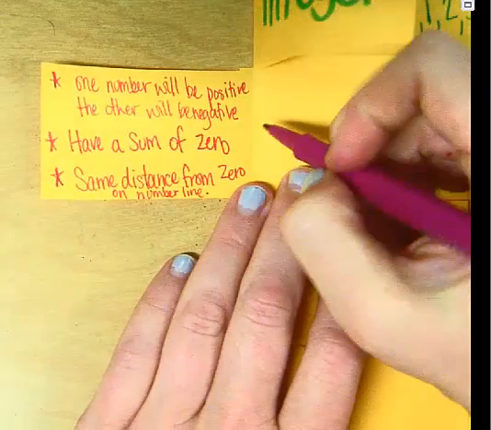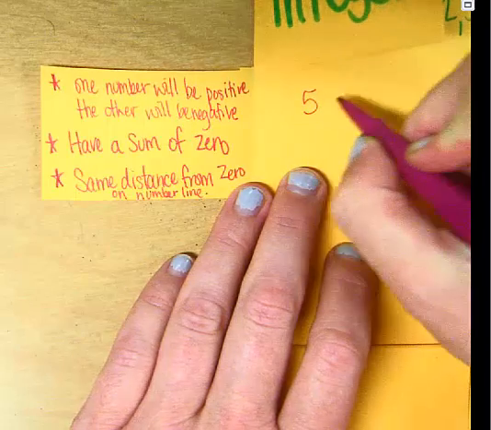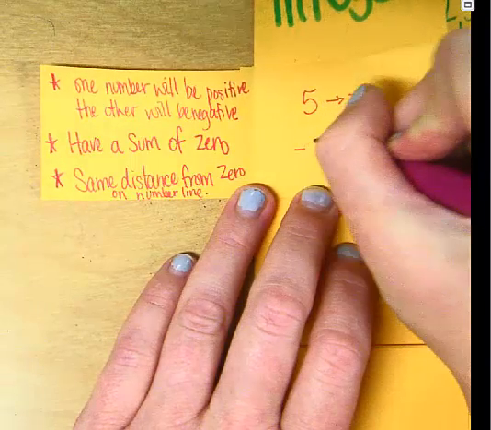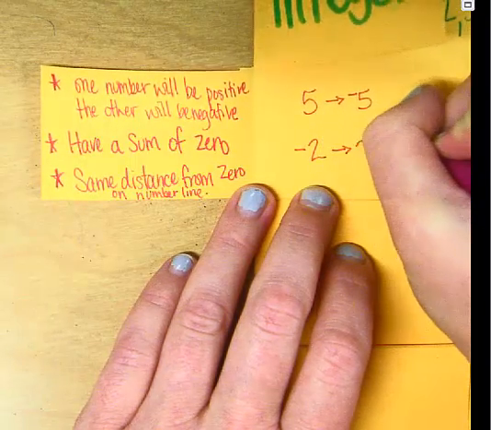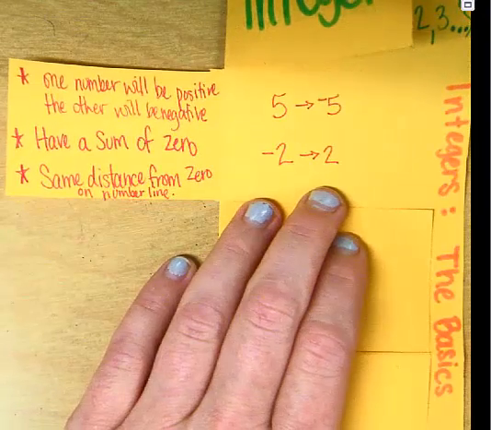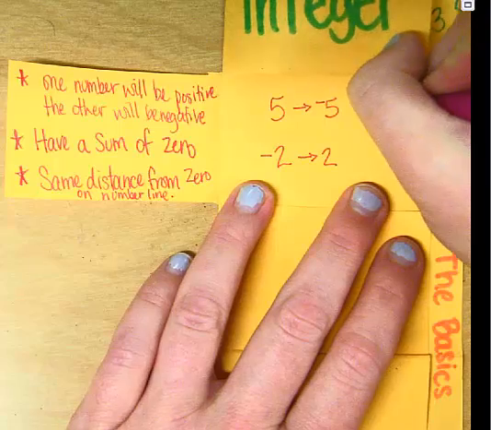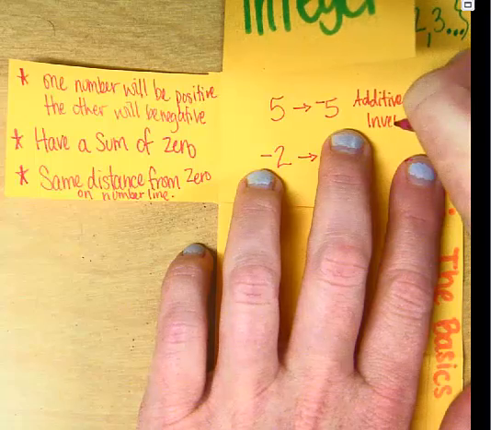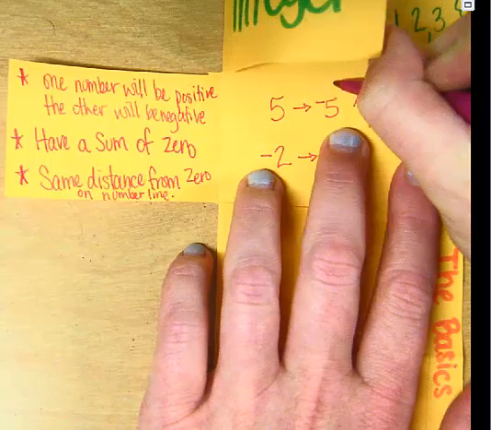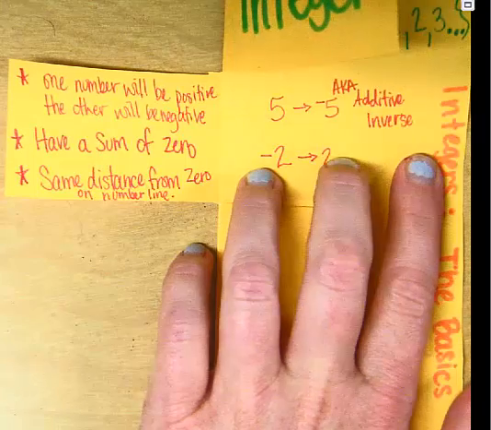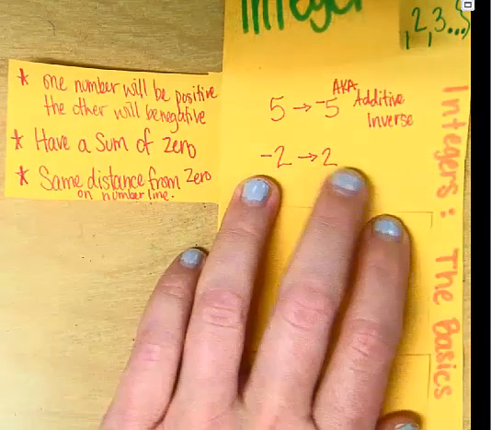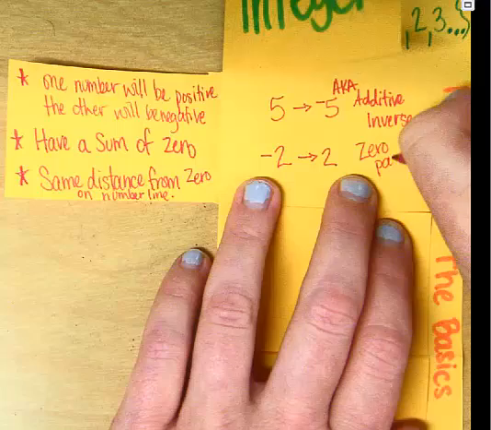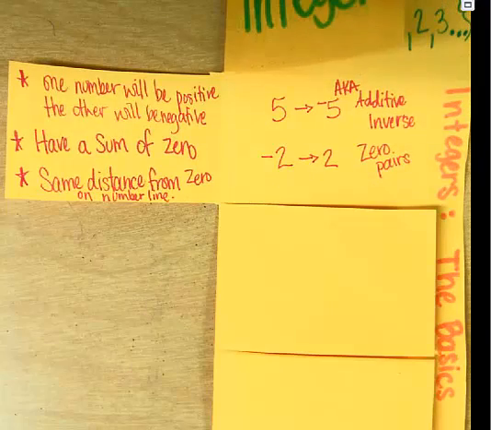So some examples that go over here: the opposite of 5 is -5. The opposite of -2 is 2. Now, this could also be called the additive inverse. You can put that AKA, also known as, additive inverse. It could also be known as zero pairs. And that's opposites.